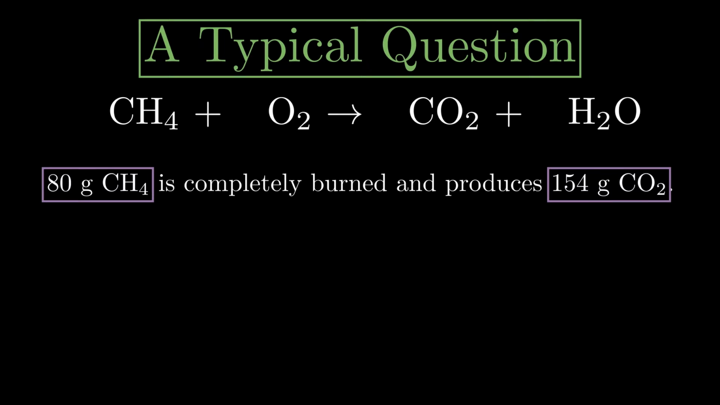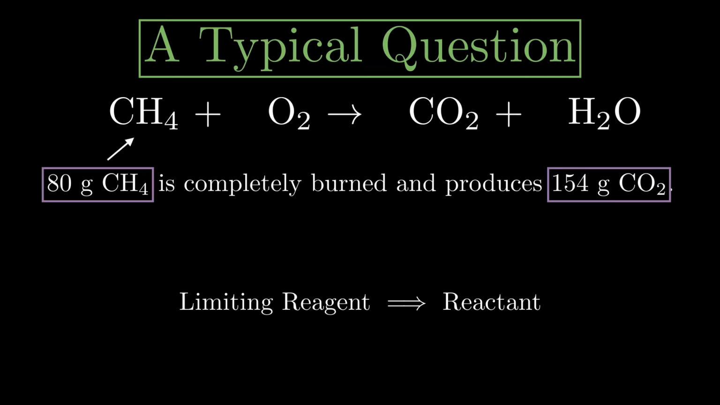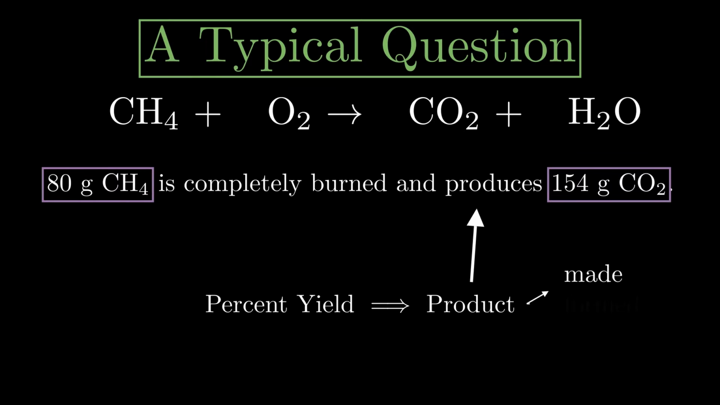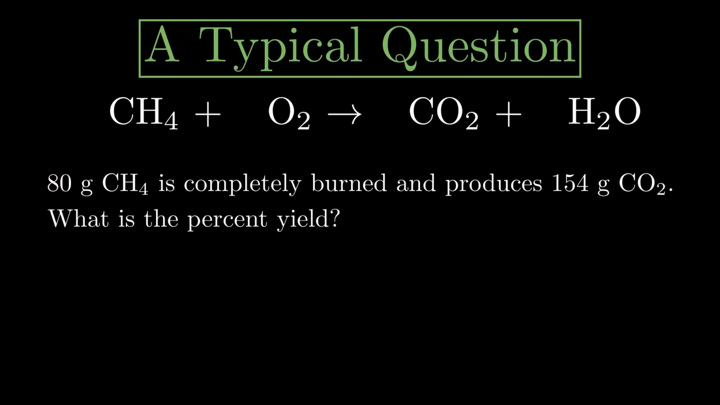Limiting reagent questions must provide the amounts of two reactants. Methane is a reactant, but carbon dioxide is definitely not. On the other hand, percent yield questions must provide the amount of a product. However, the question does not always use a word like produces, as this one does, but perhaps made, formed, or created, among others. Once certain you are dealing with percent yield, answering the question starts in a familiar place.